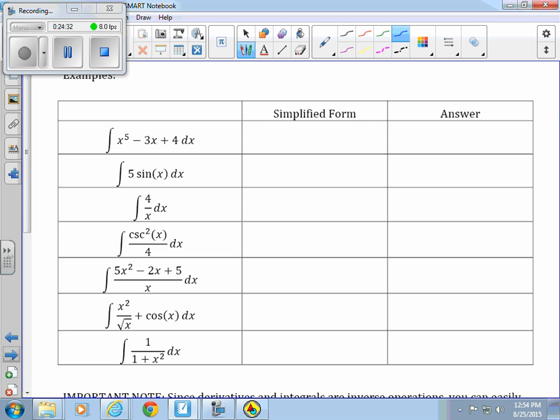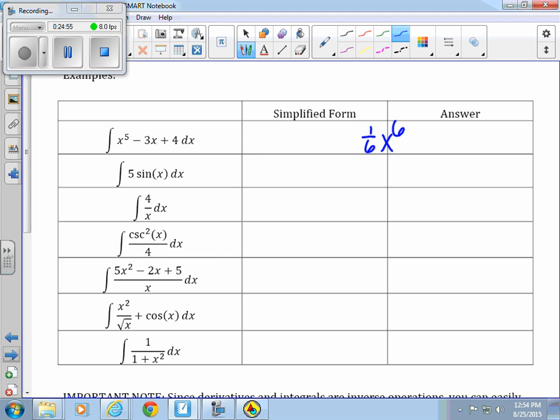What would be that? Well, if I multiply that 6 down, it's gone, right? How could it be gone? 1/6. Everyone agree? That is the antiderivative of x to the fifth. What about minus 3x?